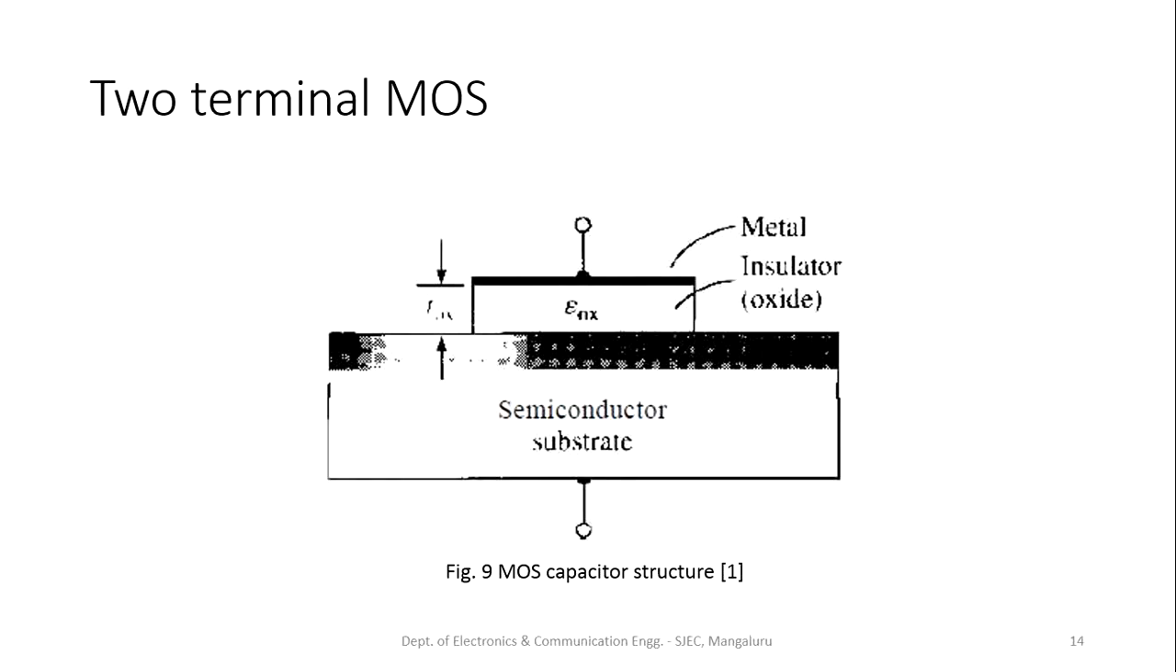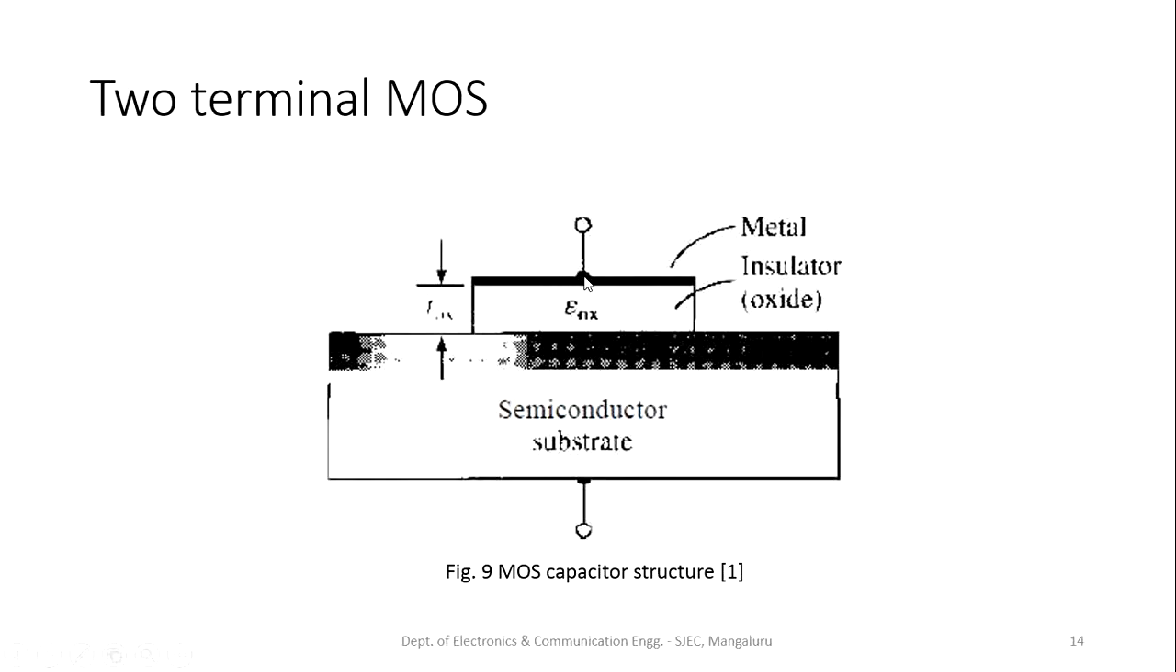In this part, we are going to see the two-terminal MOS structure, that is the capacitor, its biasing, and the energy band diagram. A simple MOS capacitor is made up of the semiconductor substrate over which a silicon dioxide layer is formed. Over that silicon dioxide layer, we have the metal layer.